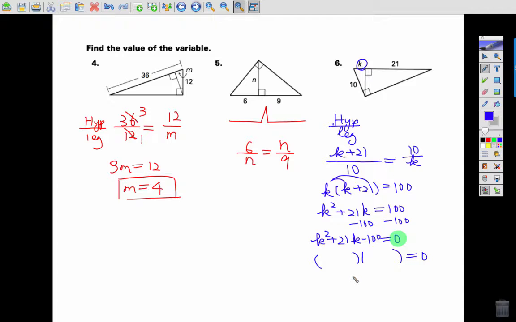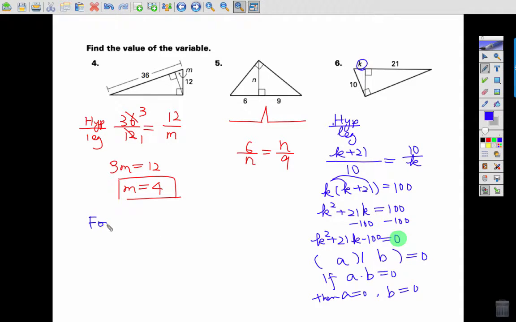Because if I can do that, I can use this property. If a times b equals 0, then either a equals 0 or b equals 0 or both equal 0. So that's my a and that's my b. That's what I'm hoping to do. So how do I do that?